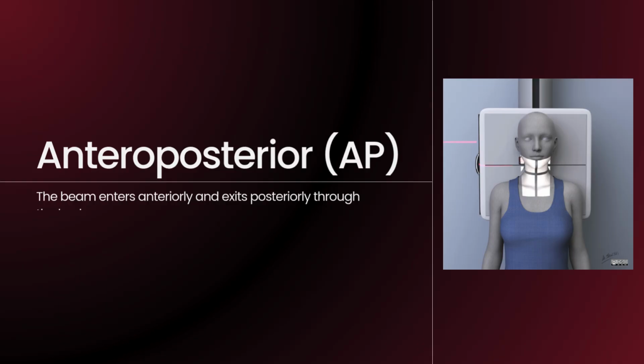So anteroposterior is the tube is passing through the anterior part, the front of the body, and the beam is going to be coming out of the back of the body. So that's what's called anteroposterior. You can see from how we define it as the beam enters anteriorly and exits posteriorly through the body. There is an image that depicts that.